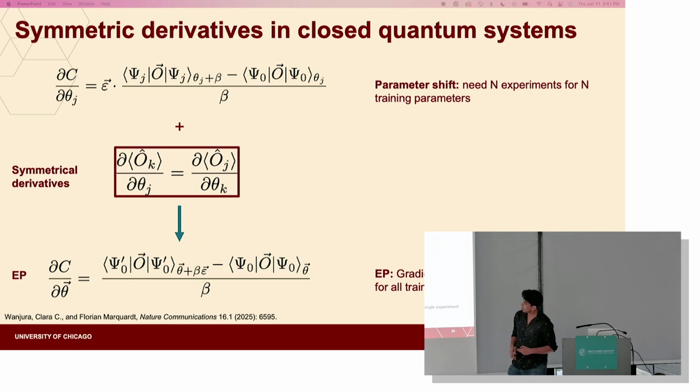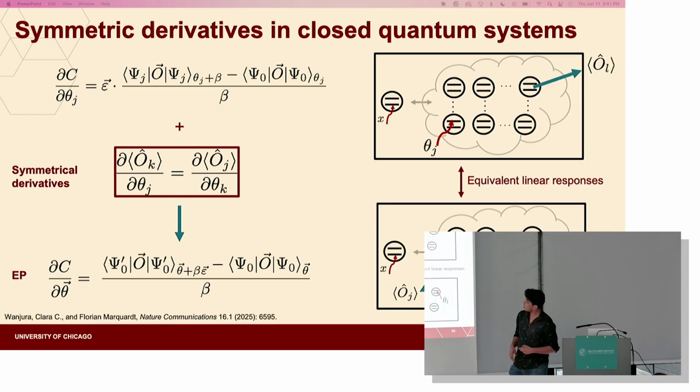But what does this boxed equation actually mean? Well, physically, it's a statement of equivalent linear response. So it's saying that if I kick drive theta j and measure observable OL, it's the same as kicking drive theta L and measuring observable OJ. This is nothing crazy, but that is the statement. That is the only thing that you actually need.